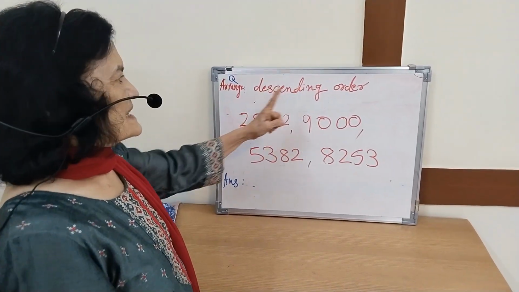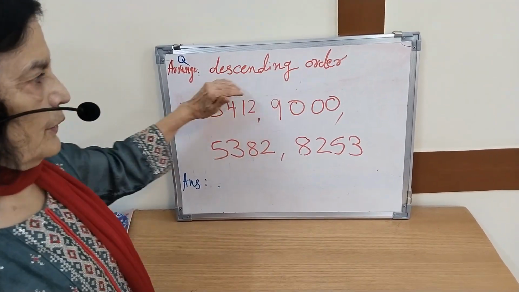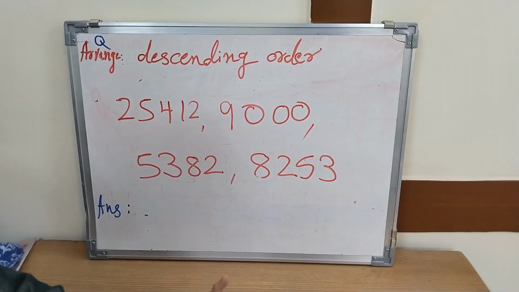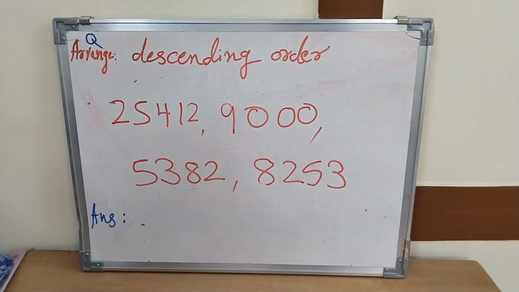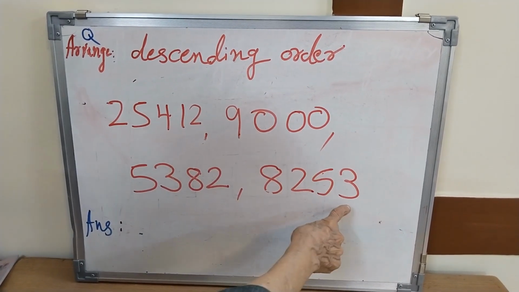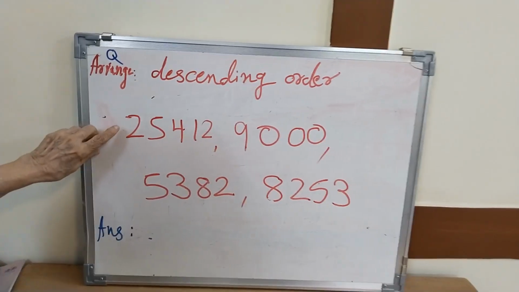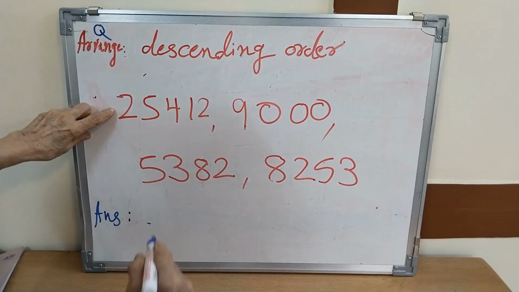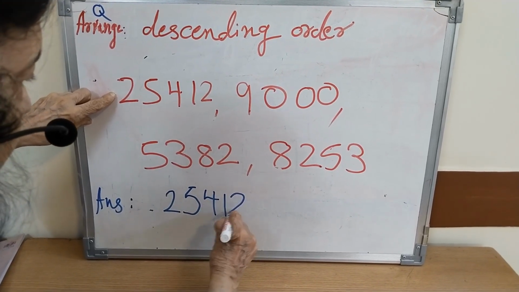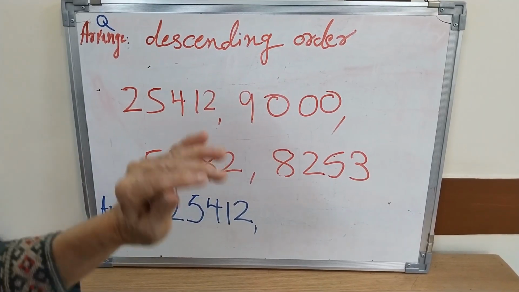Now, honey bunch, let us come to the next question. Arrange the given numbers in descending order. To descend means to go downwards, that is, start from the highest and reach the smallest. So first of all, we will count the number of digits. Here are 5 digits. Here are 4 digits. Here are 4 digits. Here are 4 digits. So the 5-digit number automatically becomes the biggest number. So first of all we will have to write this biggest number. And then we will come down slowly.